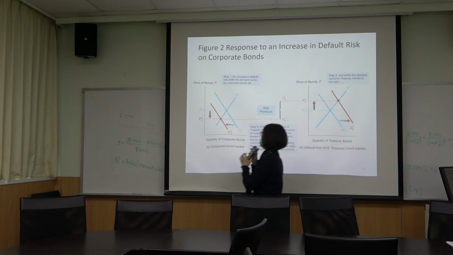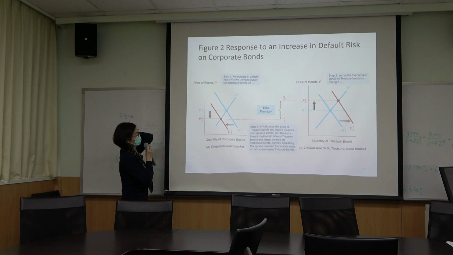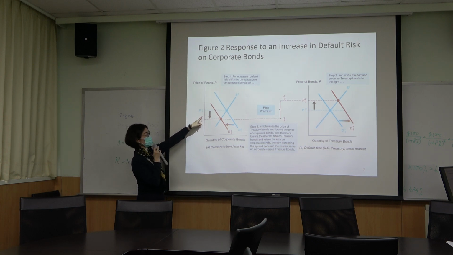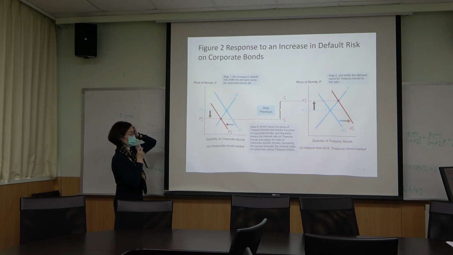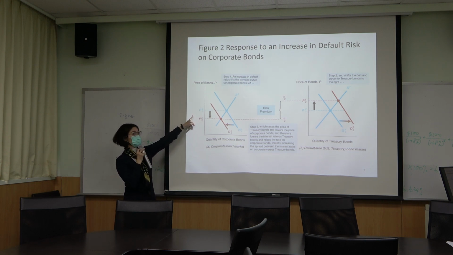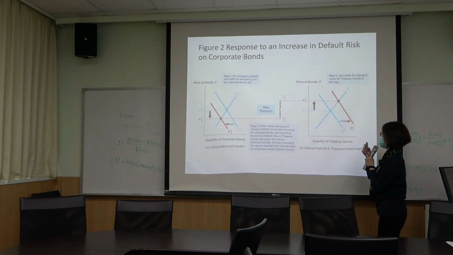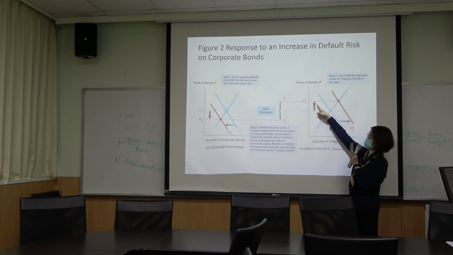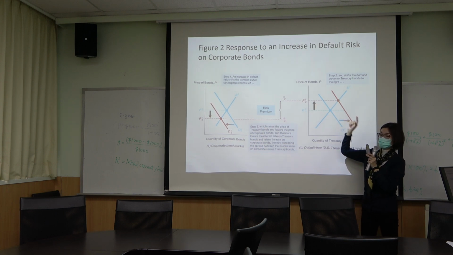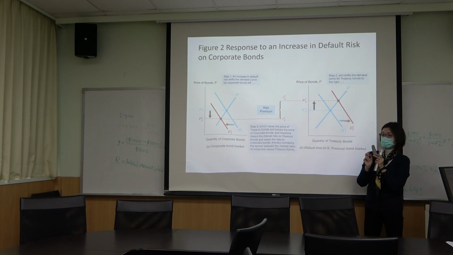In the corporate bond market, the price of the corporate bond goes down. We realize that then the bond yield for corporate bonds increases. Whereas in the U.S. Treasury bond market, we see an increase in the price, which means that now the interest rate in the Treasury bond market goes down.